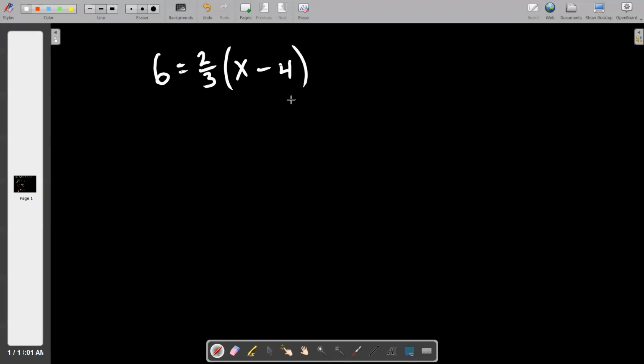So for step 1, I want you to distribute. I'm going to clear all my parentheses. I'm going to begin by copying down the 6. And then on the right-hand side, I'm going to take the 2/3 and distribute it through. There's another first step that I've taught before, but I'm going to go down a different road this year and see if you're okay with it. So let's distribute the 2/3. What's 2/3 times x?